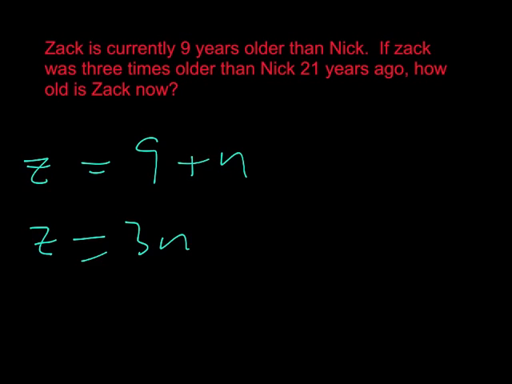It tells us that Zach is currently 9 years older than Nick. So let's call Zach's age in years Z. So let's say Z equals 9 plus N. And the second statement tells us that Zach was 3 times older than Nick was 21 years ago. So Z equals 3 times N, but that was 21 years ago, so minus 21. So let's try and solve for N.